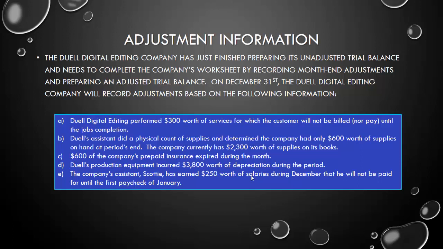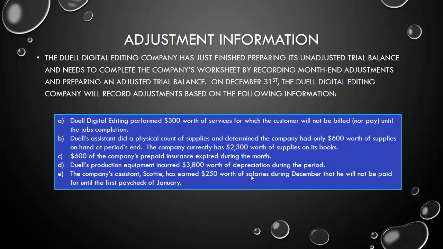Firstly, they perform $300 worth of services for which the customer will not be billed nor pay until the job's completion. So we're working on a job for a customer. We've agreed that we're not going to bill this customer until the job as a whole is done. Secondly, we did a physical count of supplies that we had, and there's $600 worth of supplies on hand, which is not equal to the number that we have on our books, which happens at the end of every period, so we're going to have to make an adjustment for the amount of supplies that we used.